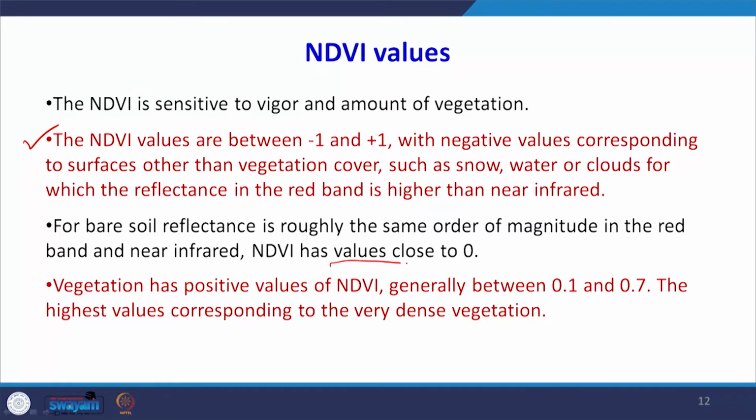So this is the kind of nomenclature which we are using to identify the vegetation, soil cover and the vegetation pixel. We find that the bare soil reflectance will give us values which are closer to 0, somewhere in the middle, and the vegetation will have positive values, 0.1 to 0.7, so we get the positive values for the dense vegetation cover.